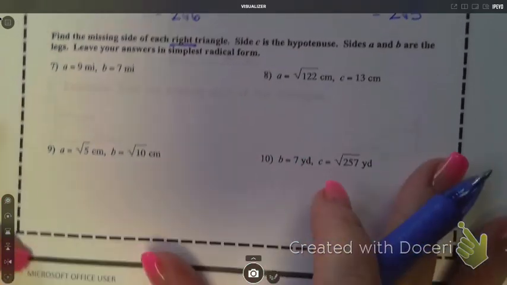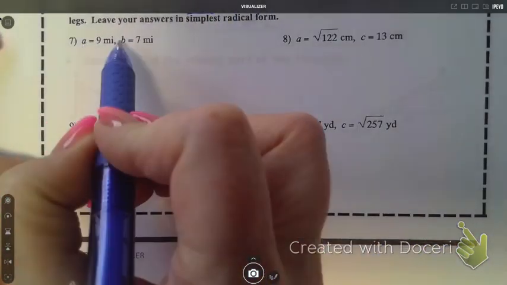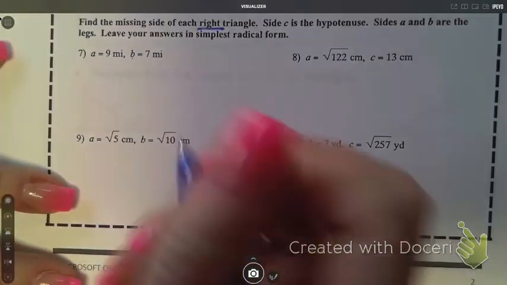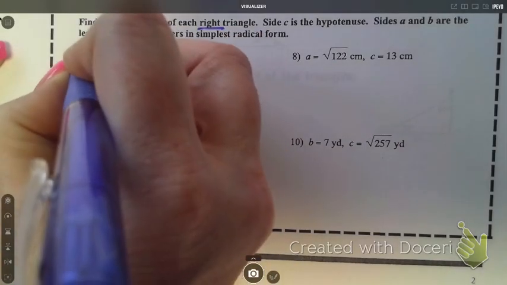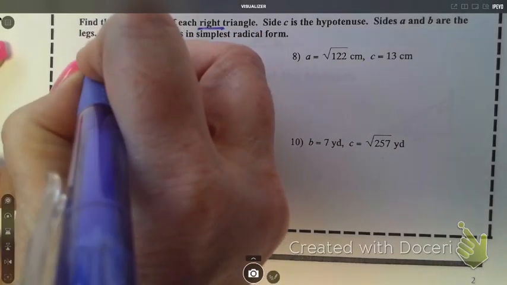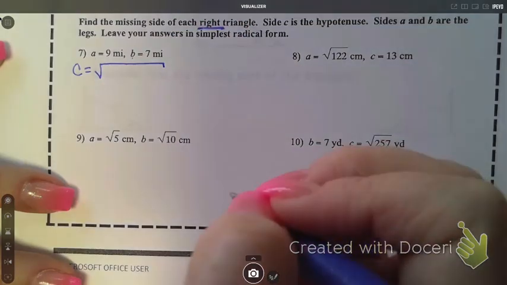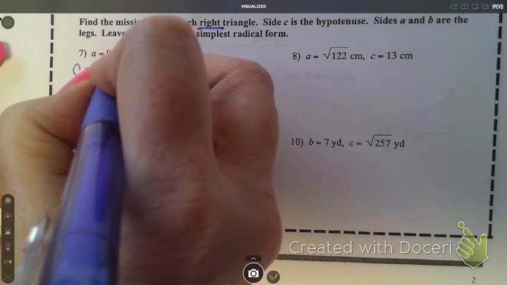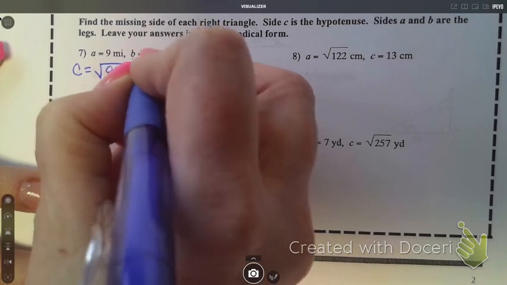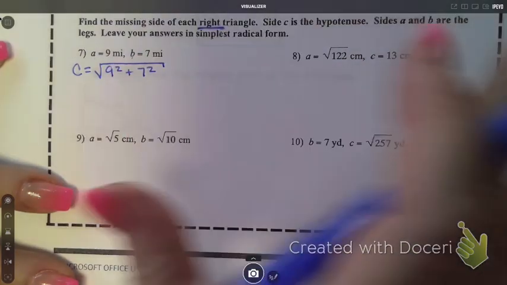You want to do one together? Yeah. Okay, I have A and B, so I'm looking for what? C. So add or subtract? Add. See how I'm asking myself the same questions every time? So 9 squared plus 7 squared. And we'll work them in a minute.